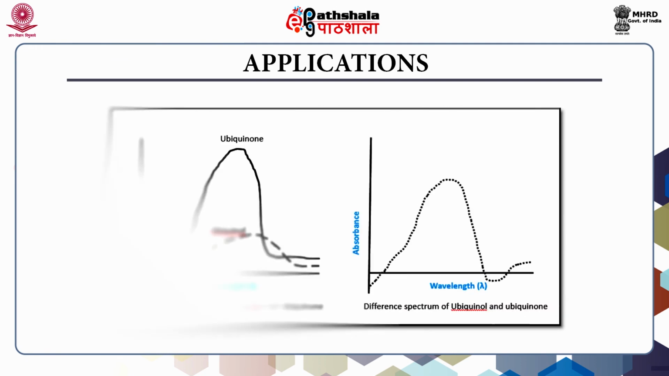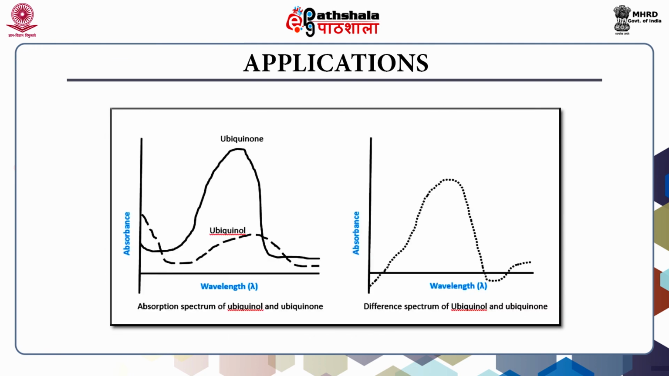Here is one example. The spectrum of ubiquinone, which is oxidized, and ubiquinol, which is reduced, is presented on the left hand side figure, and the right hand side figure shows the difference spectra. The difference spectrum is obtained by subtracting the absorbance values of ubiquinone from ubiquinol.